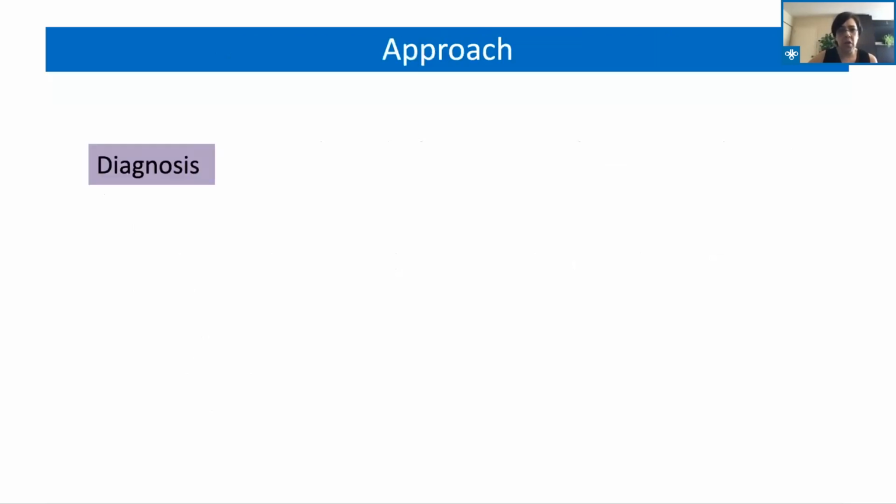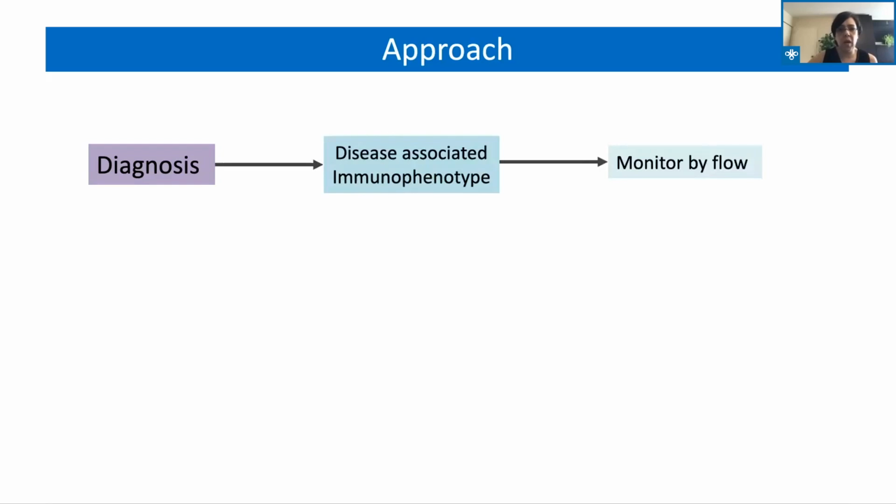And you can do this in several ways. So obviously, the approach is you first have to diagnose the disease. And once you get the diagnosis, you can phenotype the disease and look for the disease later on as you monitor, based on the disease-associated immunophenotype. And this is usually done by flow cytometry.